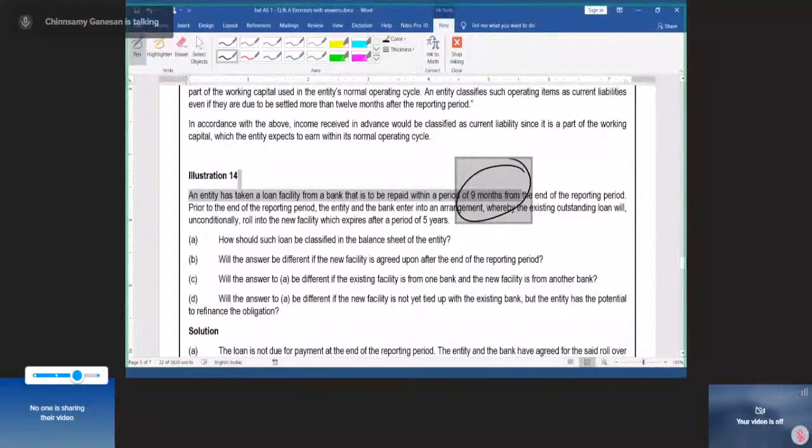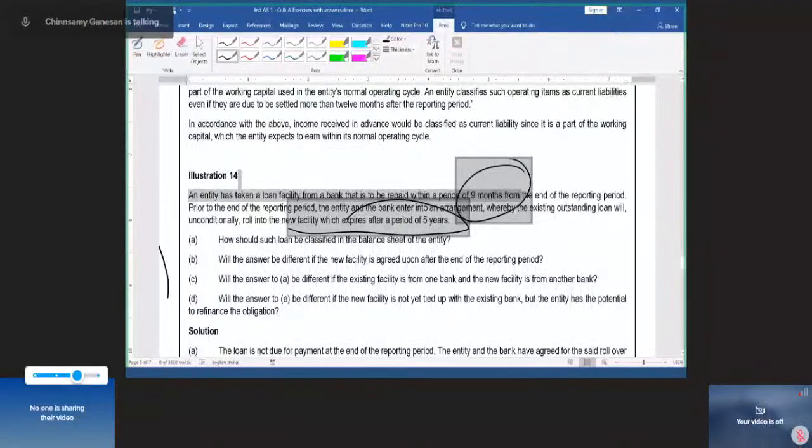current liability, right? Within 12 months from the end of the reporting period, I have to repay. Prior to the end of the reporting period, the entity and the bank entered into an agreement whereby the existing loan will be unconditionally rolled forward as a new facility which expires after 5 years. So what happens? What is repayable within 9 months is now replaced by a 5-year loan. So in that case, how should the loan be classified in the balance sheet of the entity? Because now it is rolled forward and the entity has an unconditional right to defer settlement beyond 12 months, it becomes a non-current liability.